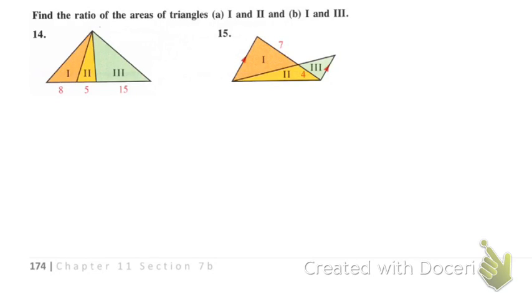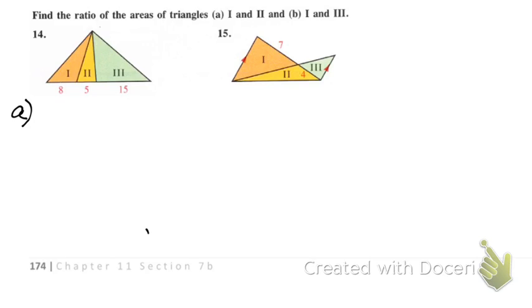Okay, 14, 15. It says find the ratio of the areas of triangles 1 and 2, and then 1 and 3, for both of these. So let's start with A. We're supposed to do 1 to 2. I'm looking at triangles 1 and 2, and I'm always asking this question: similar, same base, same height? What do we think about region 1 and 2? Are they similar triangles, same height, or same base?